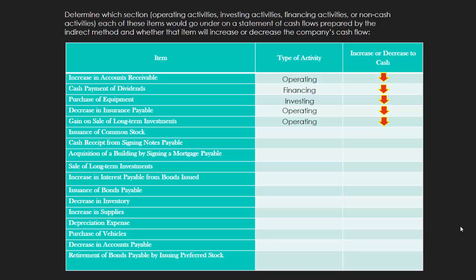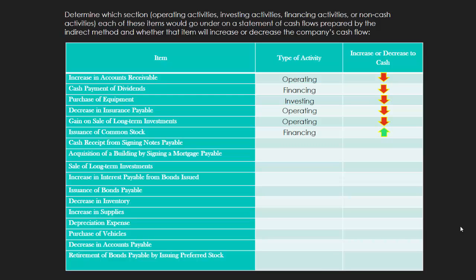Next up, we have the issuance of common stock. Again, an equity account, and all equity accounts appear in financing. We are selling shares of stock to owners who are paying us for them in cash, which means our cash flow has to be going up when we issue common stock.